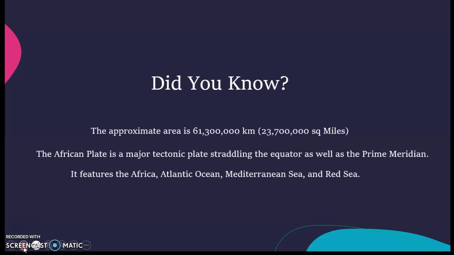Did you know the approximate area is 23,700,000 square miles? That is a lot. The African plate is a major tectonic plate straddling the equator, as well as the prime meridian. It also features Africa, the Atlantic Ocean, the Mediterranean Sea, and the Red Sea.